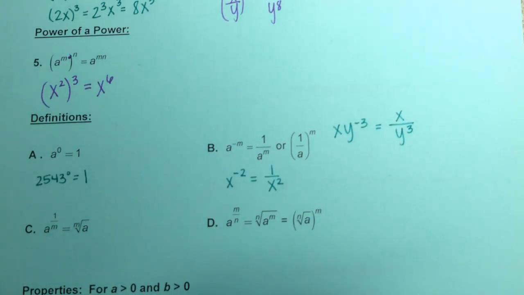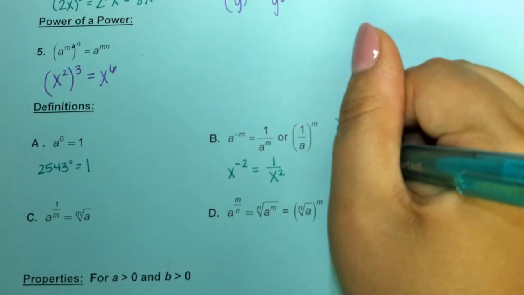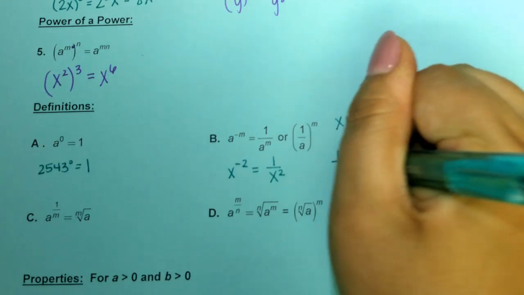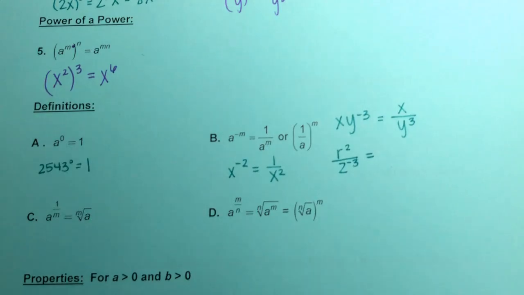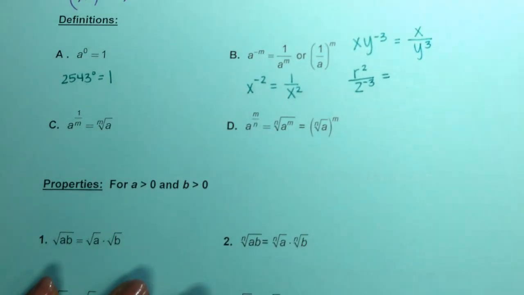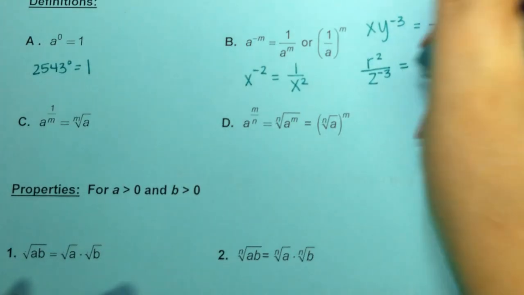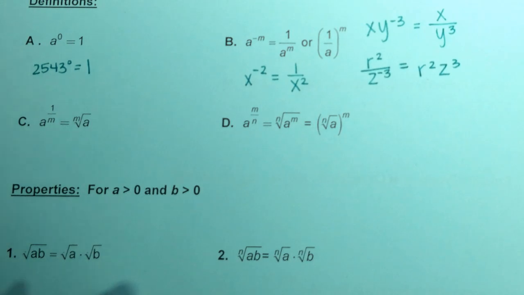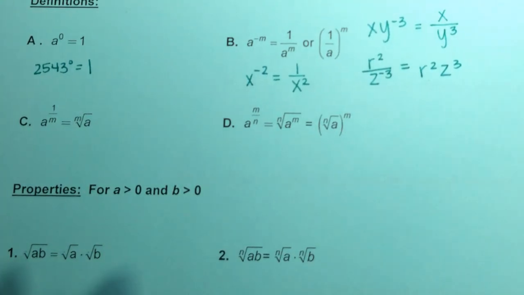of them. And then last but not least, what if I have r squared over z to the negative 3? What if my negative is in the denominator? Move it to the numerator. So if your negative's in the numerator, move it to the denominator, make it positive. If it's in the denominator, move it to the numerator, make it positive. Questions?